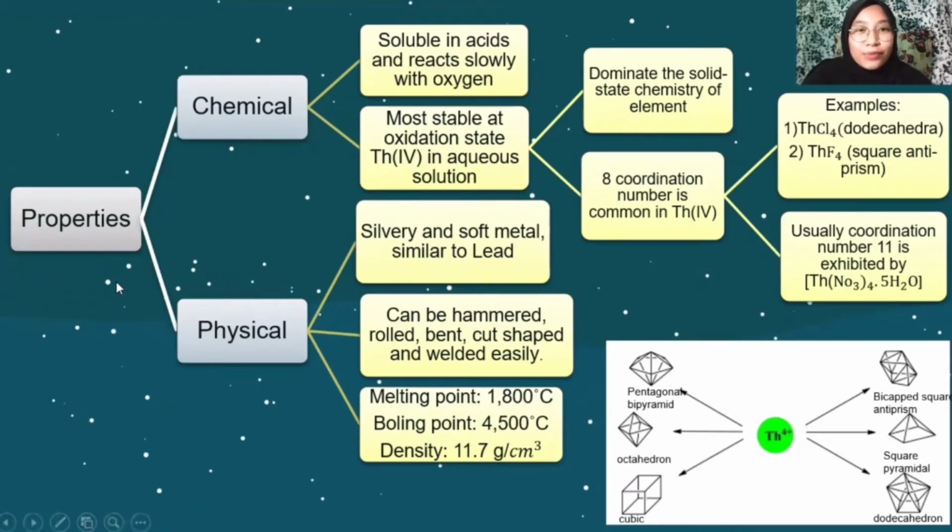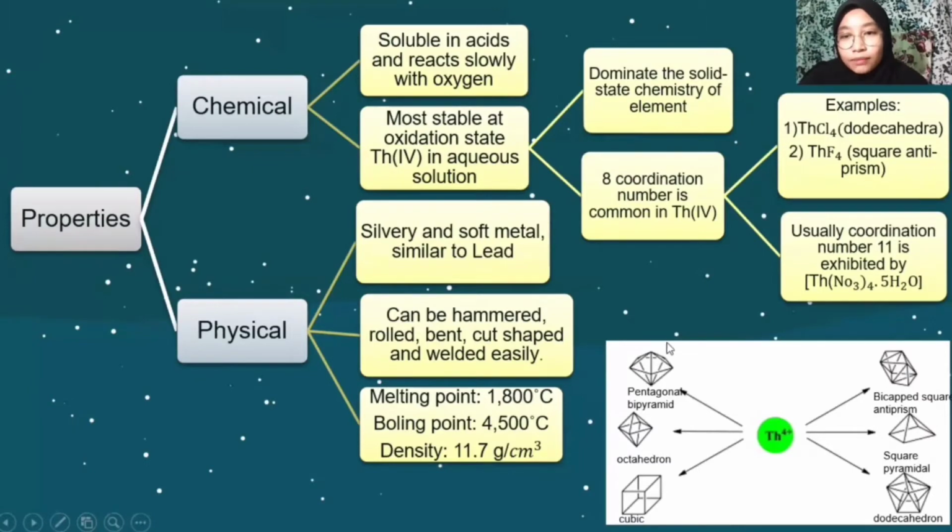Next, the physical properties of thorium. It's similar to lead, which is a silvery and soft metal. Due to the properties of metal, it can be hammered, rolled, bent, cut, shaped, and welded easily. Thorium also has a high melting point and boiling point: the melting point is 1800 Celsius and the boiling point is 4500 Celsius. The density of thorium is 11.7 gram per centimeter cubed.